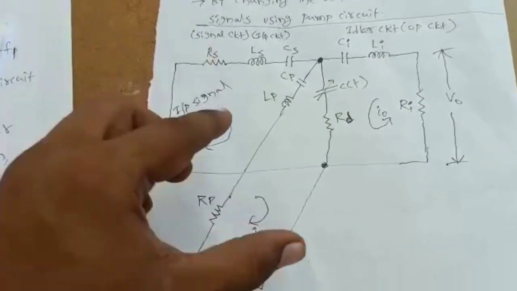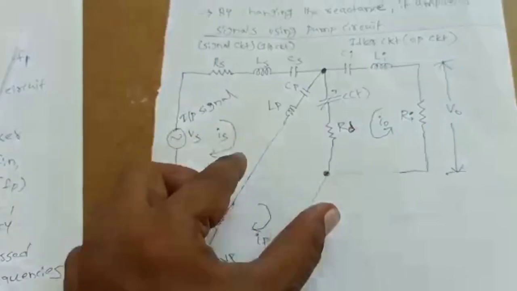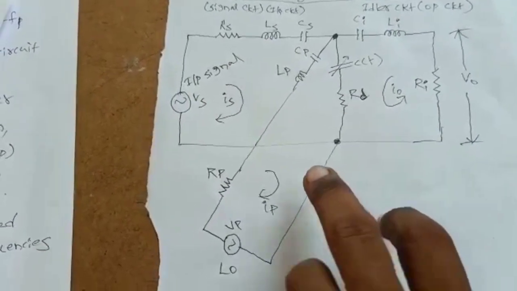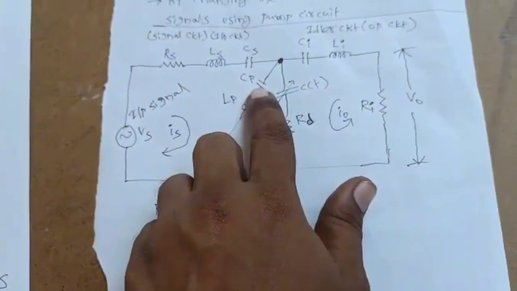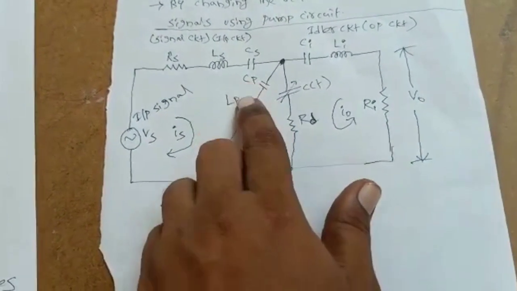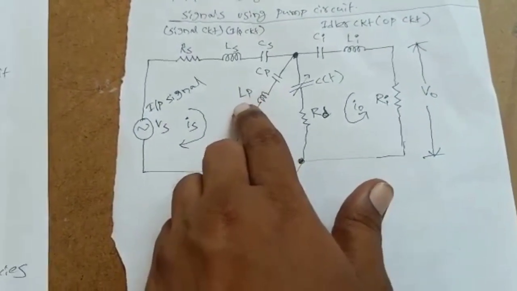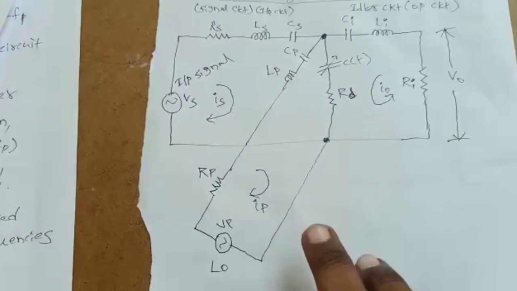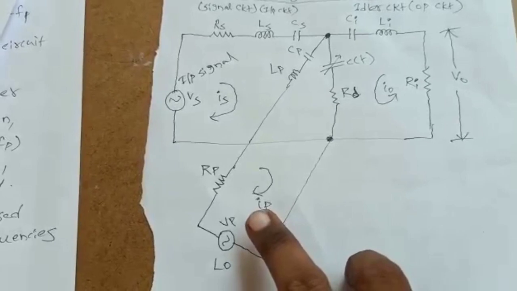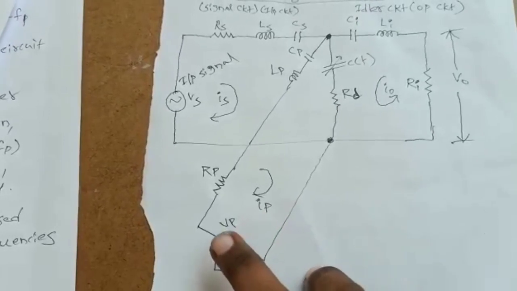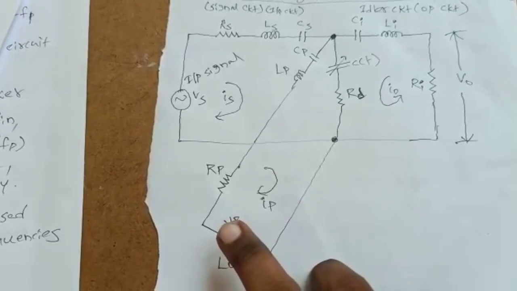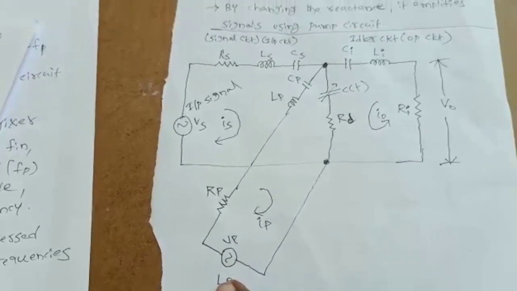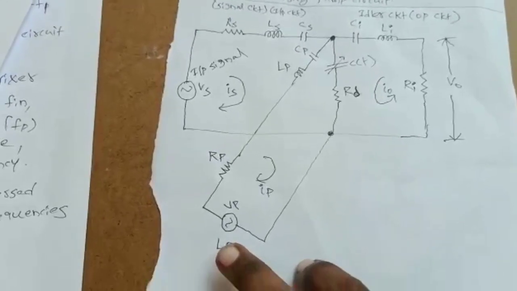Next you see the pump circuit. In the pump circuit you see the various elements: CP is the pump circuit capacitance, LP the pump circuit inductance, and RP the pump circuit resistance. Here IP is the pump current, and this is the pump voltage. The pump voltage source acts as a local oscillator, and I will tell you why it is called a local oscillator.